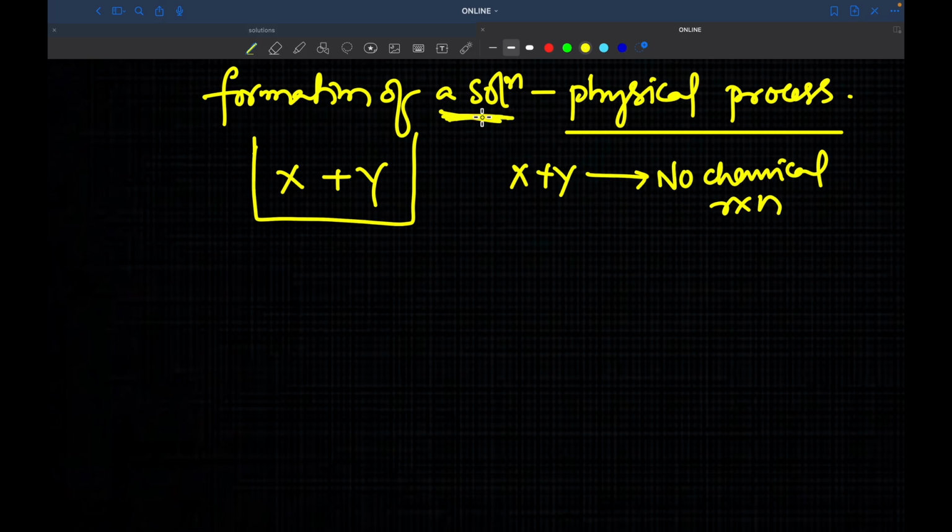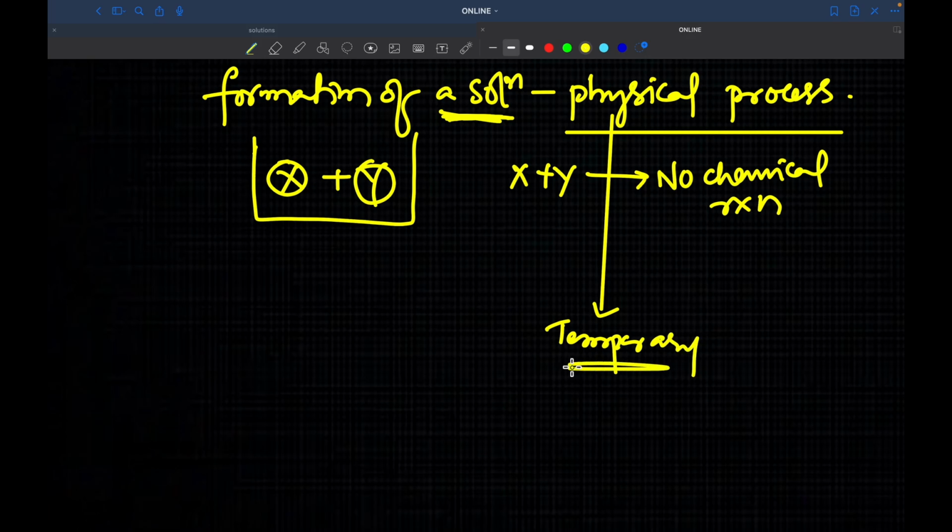The solution should have two ingredients and they should keep their identity as it is. A physical process is a temporary process, and we are able to separate x and y here. You can separate these two. So they are separable, and you have to remember this. The formation of a solution can be reversed.